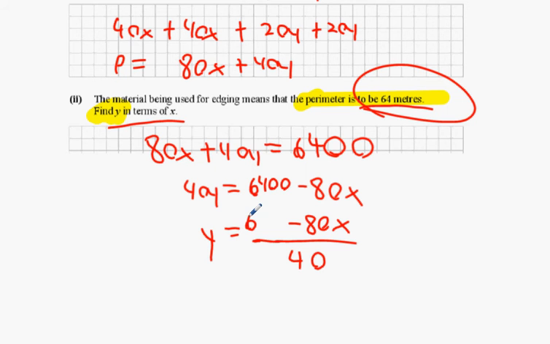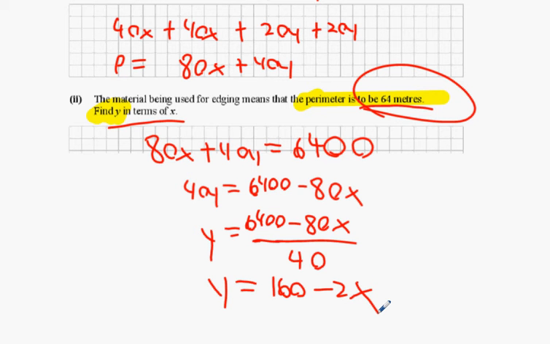Be so careful with that. They're really into mixing those units up. Centimeters, meters, millimeters, centimeters. They really go after that. Then we can divide 6,400 divided by 40, 160. 80x divided by 40, 2x. 160 minus 2x is the y value.